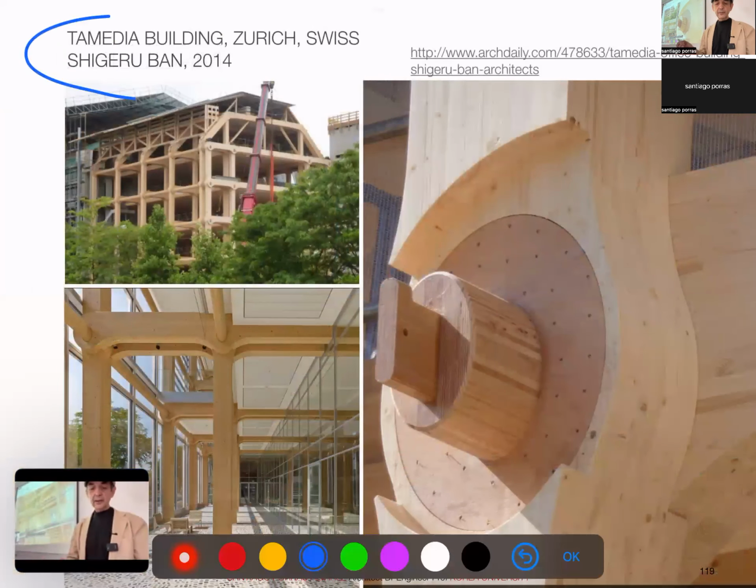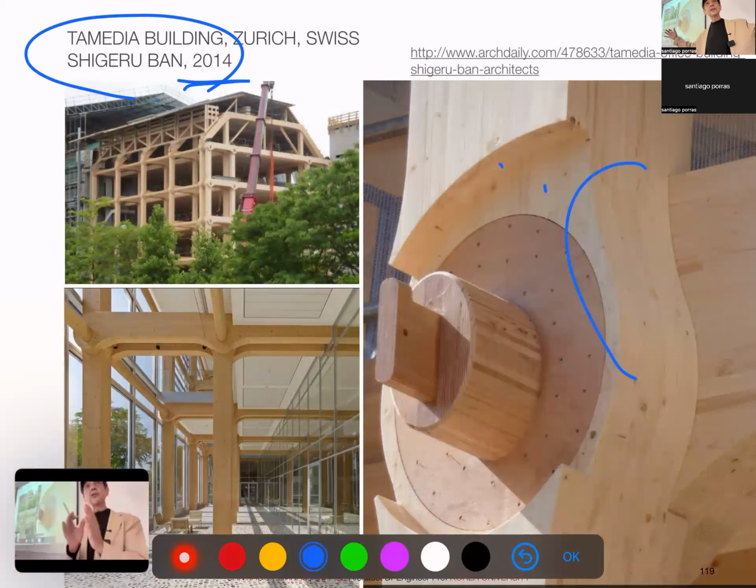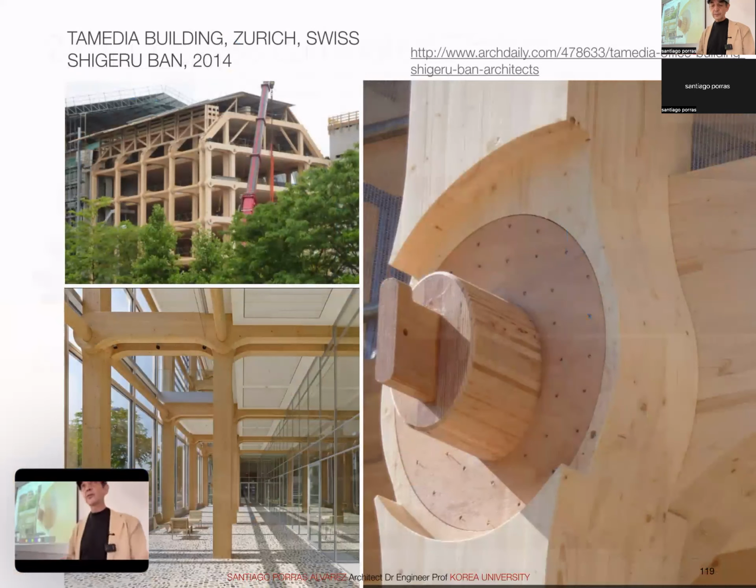And the Shigeru building, already 8 years ago, was making extensive use of this kind of glulam to have those big pieces, which otherwise would be impossible to find, right?